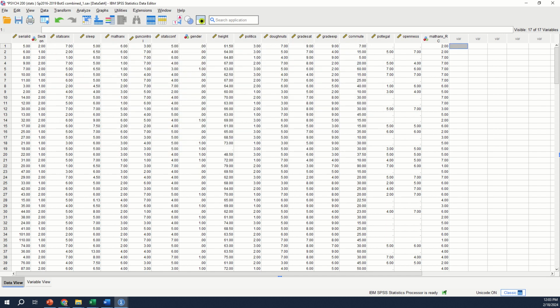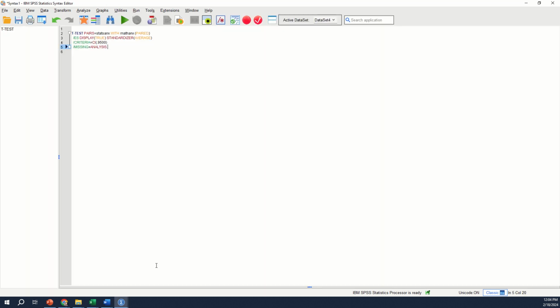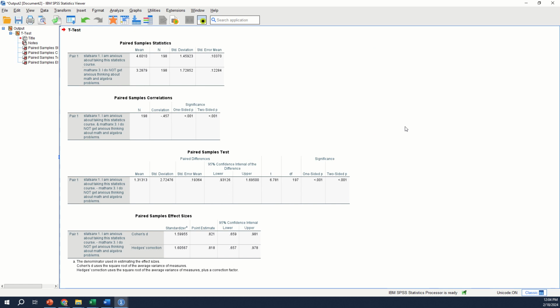So we'll paste our syntax, and it will appear in your syntax window. Go ahead and highlight and then run that. You'll get 4 different tables here in your results.